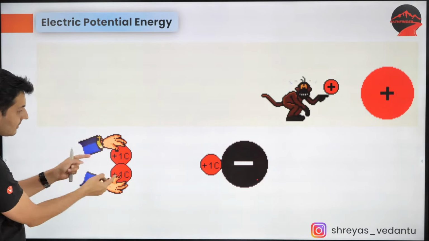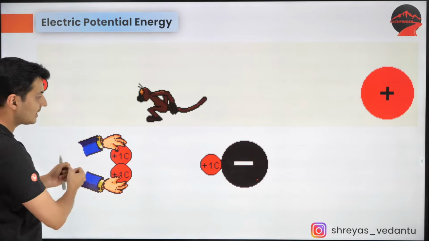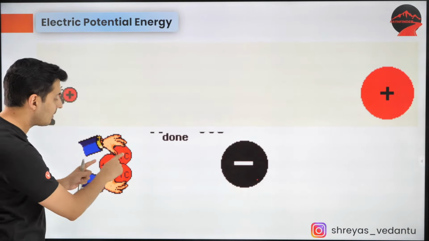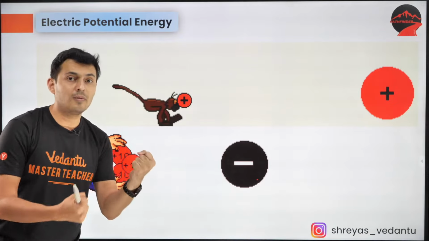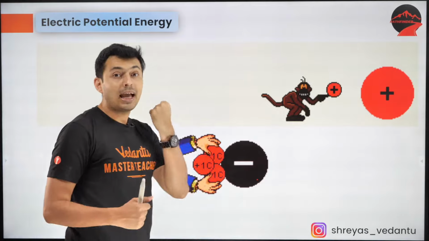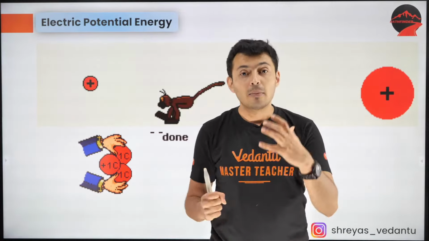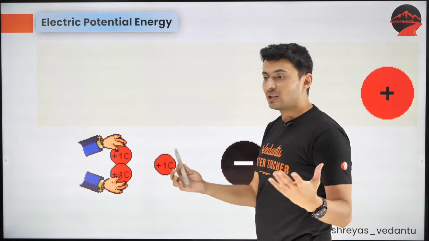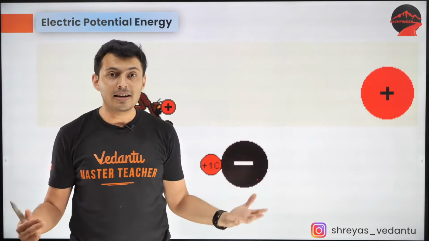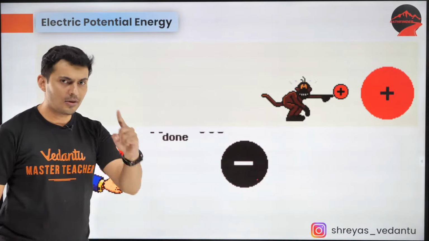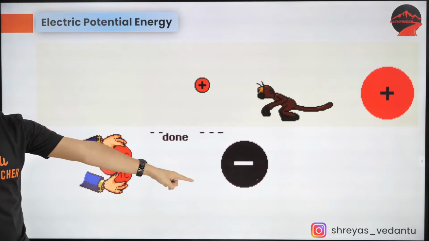But if he releases this positive charge, you can see that it flies off, because these positive charges will repel each other. So you can see there is always some energy stored, that ability to perform work because of its configuration, because of its arrangement, because of the manner in which they have been placed or arranged. That energy is called electrostatic potential energy.